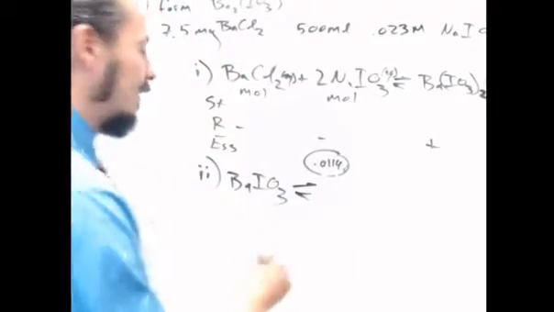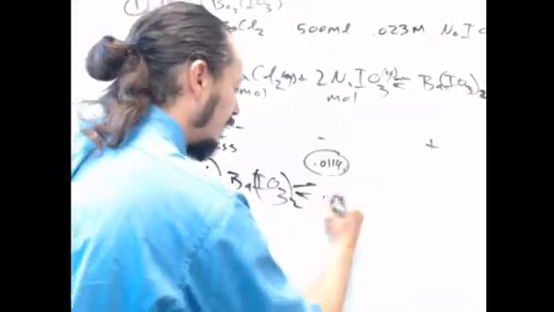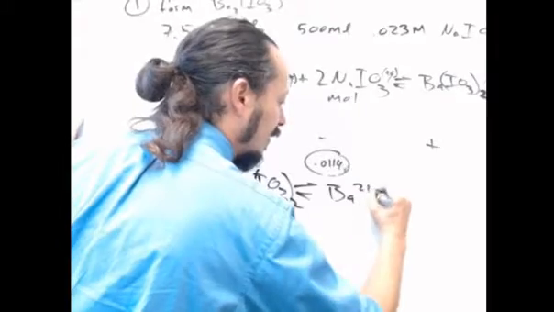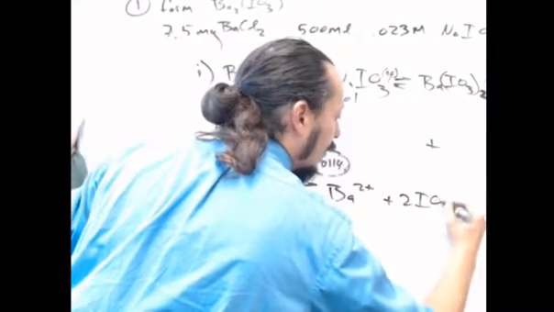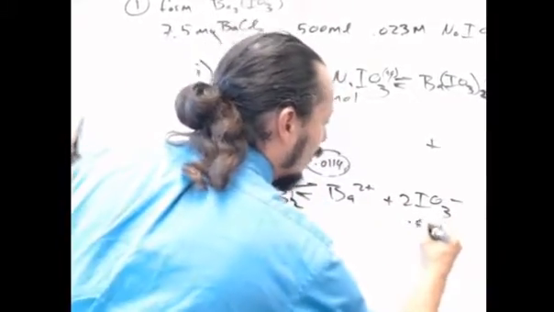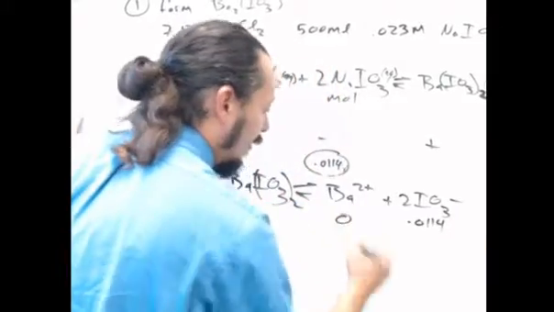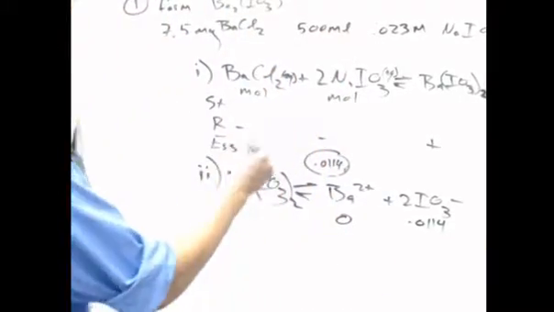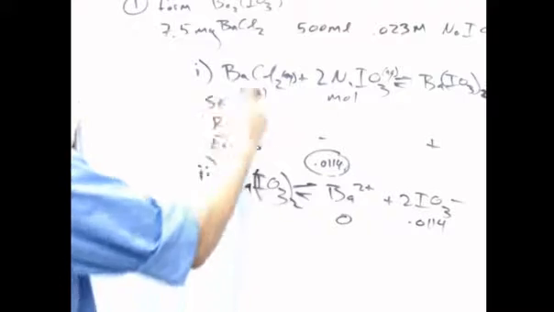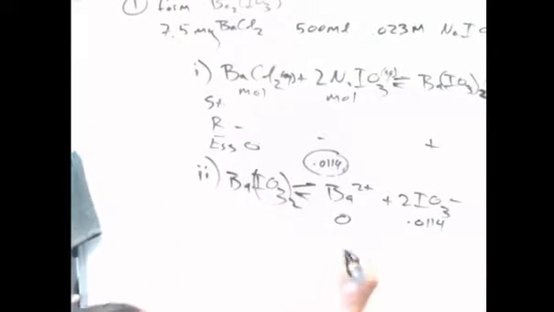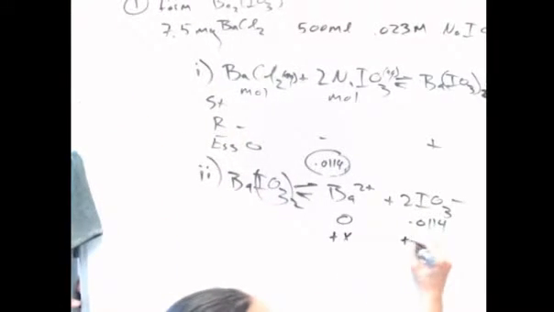We're going to go ahead and do this. We're going to go to barium 2 plus and 2 IO3 minus. We're going to have some 0.0114 there. We're going to have 0 there because, with the barium chloride being our limiting reactant, we've essentially got 0. We're going to have plus x, plus 2x. And in this case, we actually can use the x is small approximation.